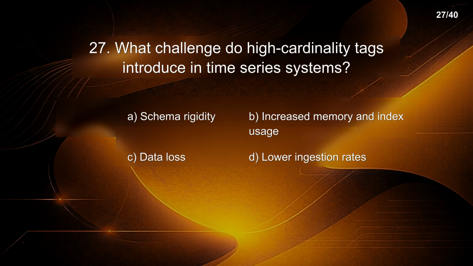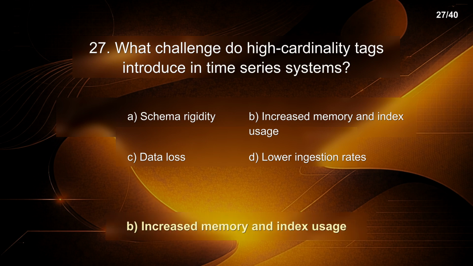27th question. What challenge do high cardinality tags introduce in time series systems? A. Schema rigidity. B. Increased memory and index usage. C. Data loss. D. Lower ingestion rates. Correct answer is B. Increased memory and index usage.